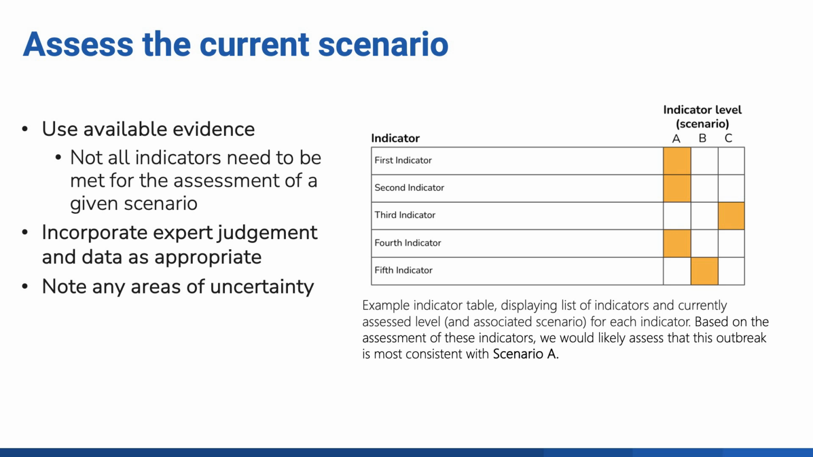The table on the right is an example of an indicator table, displaying a list of indicators with the currently assessed level and associated scenario, shaded in orange for each indicator. Based on the assessment of these indicators, we would likely assess that this outbreak is most consistent with scenario A. As a reminder, these indicators can be factors like growth of cases, percentage of cases identified through contact tracing, percentage of cases in isolation, vaccine efficacy, and others, and the assessment may be updated over time.